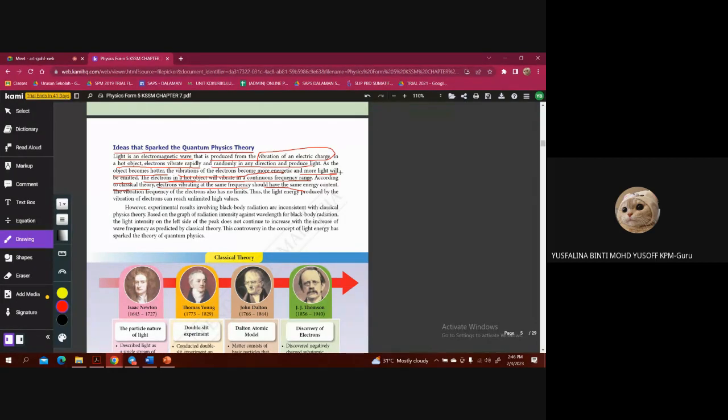But the vibration frequency of the electrons also has no limit, which means they can vibrate as fast as they want. Thus the light energy produced by the vibrating electrons can reach unlimited high values. So the light energy can be produced in unlimited amounts, which means we don't know what the value is. As long as it vibrates, it will keep producing light energy, right?